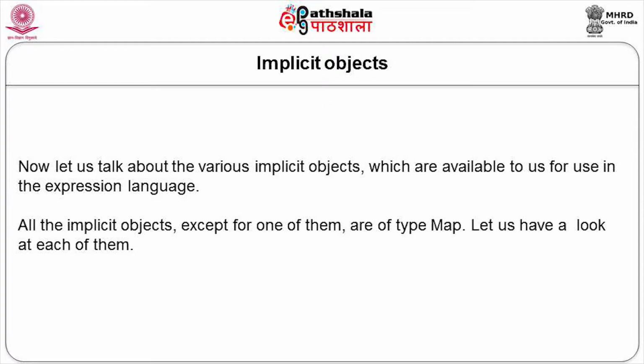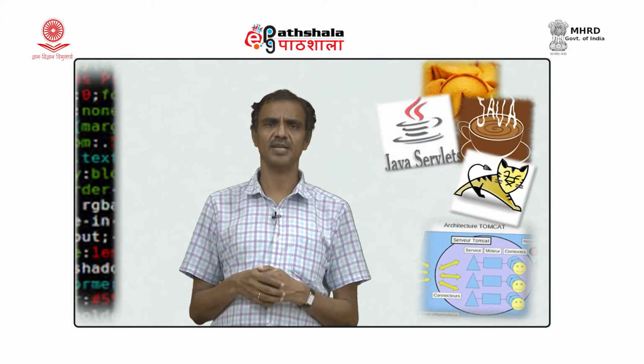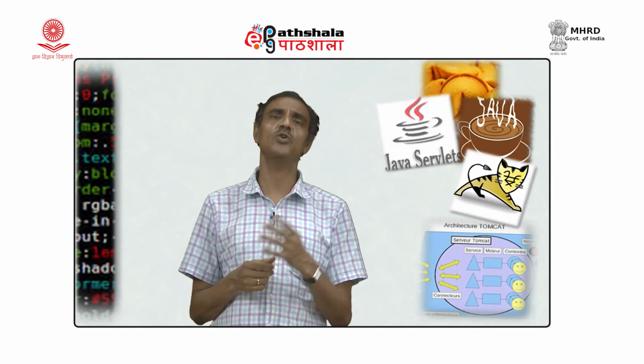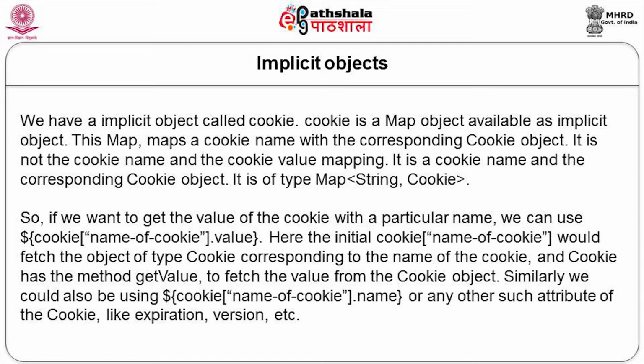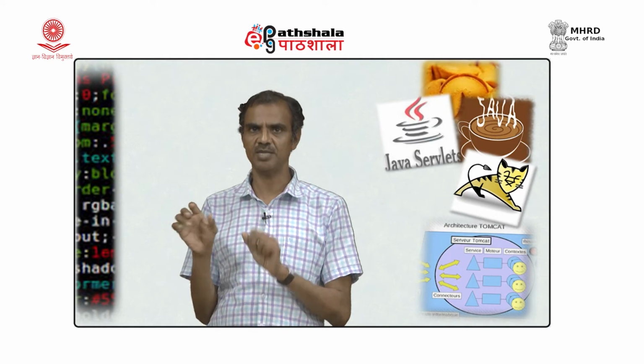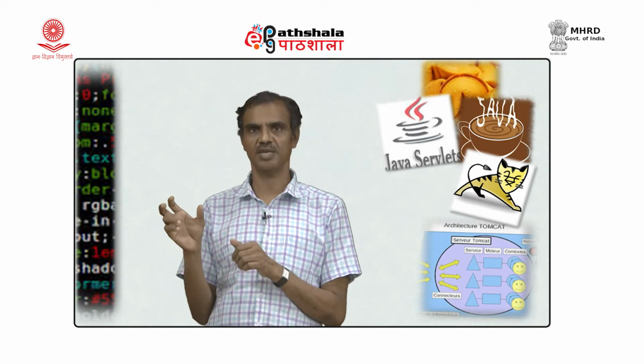We have an implicit object, many times you are interested in knowing cookies, right. So, we have an implicit object called cookie, fine, lowercase c, it is not plural, simply cookie. So, cookie is nothing but a map object which is available, it is an implicit object, fine. So, if I want to get a cookie, yes, I can get cookie. Now, this is a map which maps a cookie name with the corresponding cookie object, it is not the cookie name and the cookie value, it is a cookie name and the corresponding cookie object, fine.